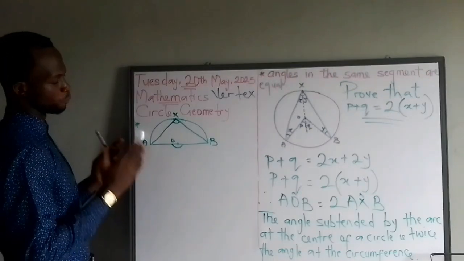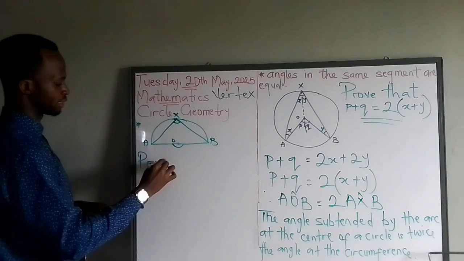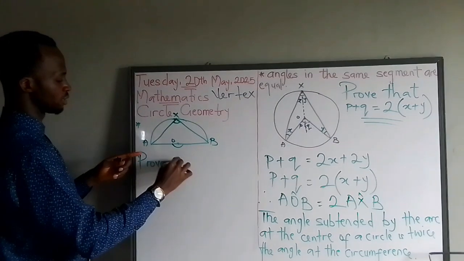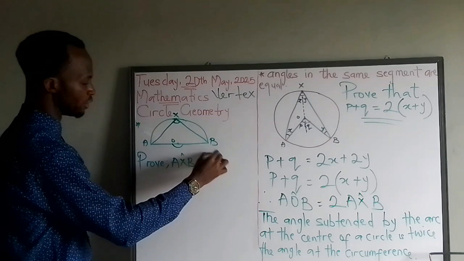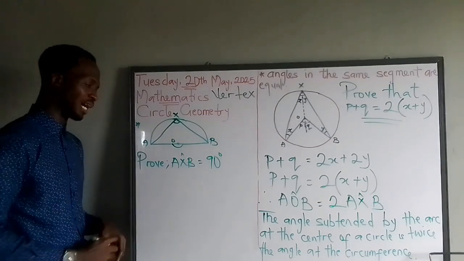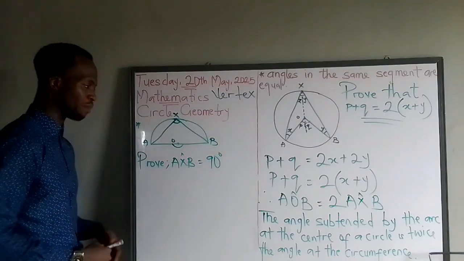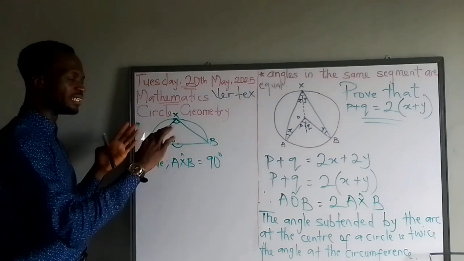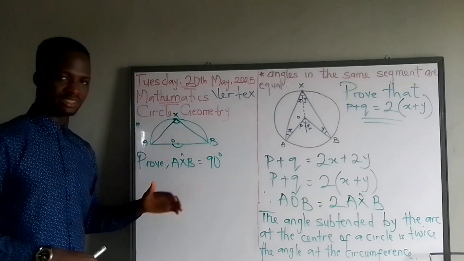So what we want to prove is that AXB, that's the angle at x, is 90 degrees. It is a right angle. So AXB, we want to prove that it is 90 degrees. How do we go about that? Now, this is a semicircle. Semicircle simply refers to half of a circle.